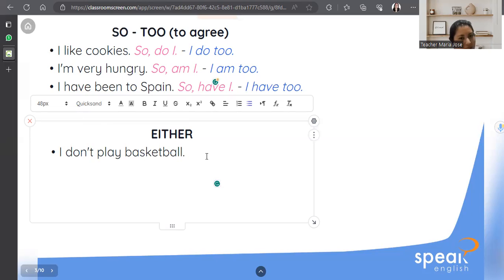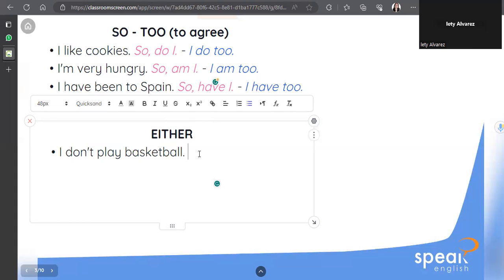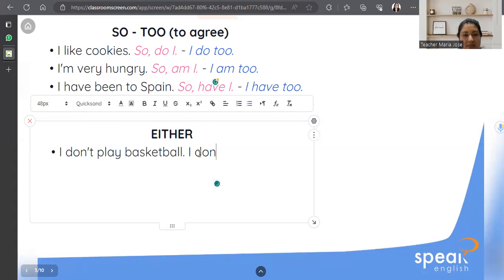So how do I make the information here with either? Do you remember? It's not neither, I neither. No, because we need to use either, not neither. Either. It would be, I don't either. You got it.